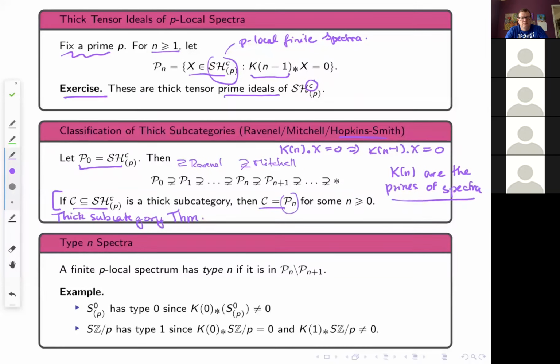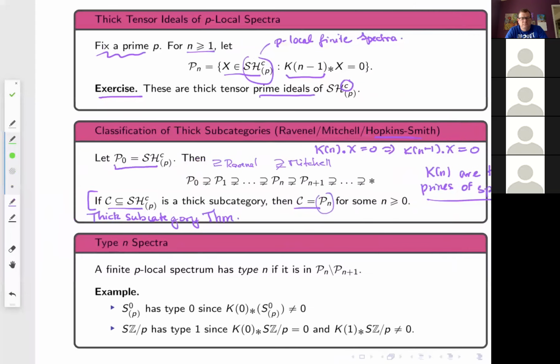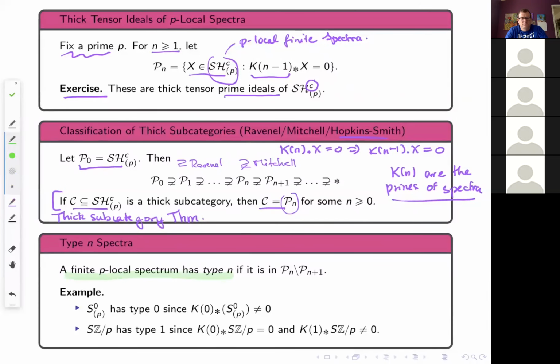All right, so now we're ready for one of the important definitions for today. Well, there's been a lot, but the next one. We're going to say a finite p-local spectrum has type n. When I say type n, I always mean finite. So what is that going to be? It's a spectrum that's in Pn but not in Pn plus 1. In other words, you need Kn star of X not 0, but K(n-1) star of X is 0. If you're confused by the index shift, it comes from here.